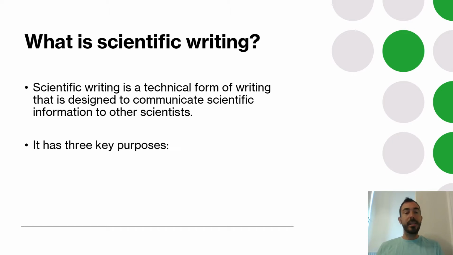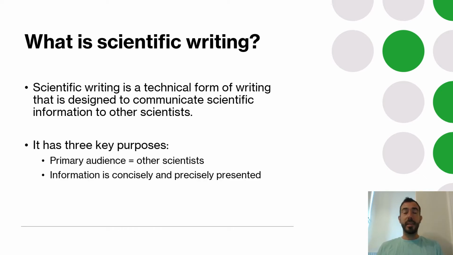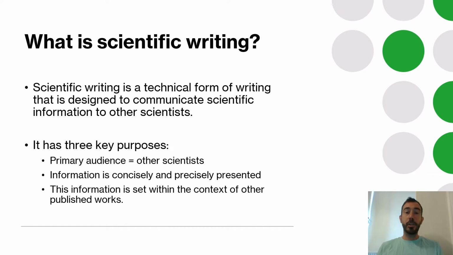Scientific writing can be said to have three key purposes: to communicate information with other scientists, which are the primary audience of that piece of work, to present this information to other scientists in a concise and precise manner, avoiding superfluous information or tangents that aren't relevant to the scope or aim of the research, and to set the information presented in the context of other published works, i.e. to use evidence from the published literature to explain and support the ideas and arguments presented in the scientific text.